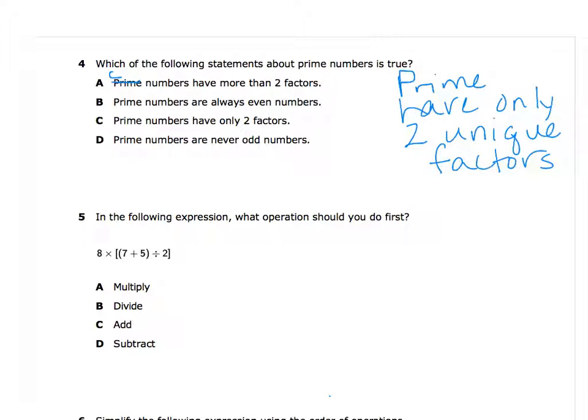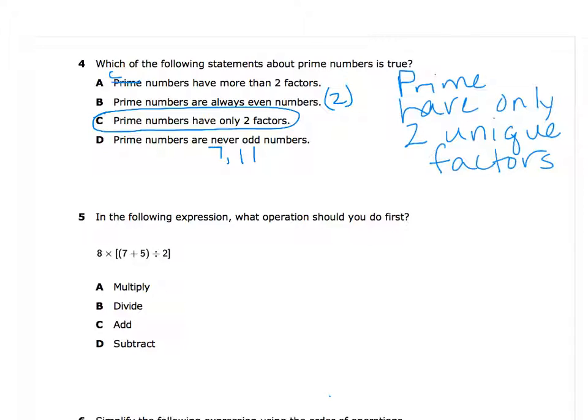Prime numbers are always even numbers? That's not true either. The only prime even number is 2. Prime numbers have only 2 factors. That's what I wrote down, so it looks like C is going to be the correct answer. Prime numbers are never odd numbers. Well, that's not true because we know that 7 and 11 are odd numbers and they're also prime numbers. So the only one that is true about prime numbers is that they only have 2 factors. C.